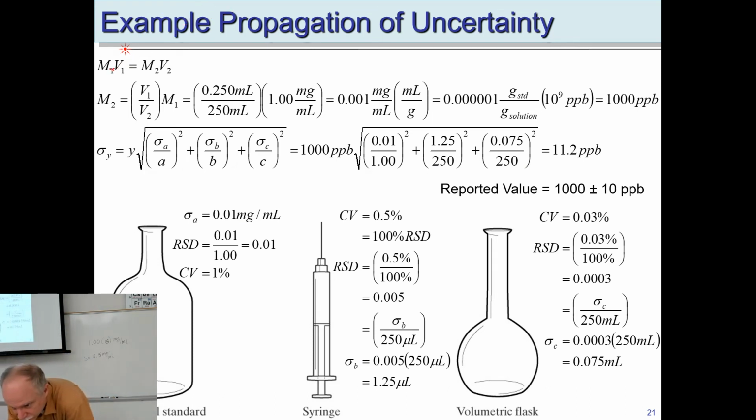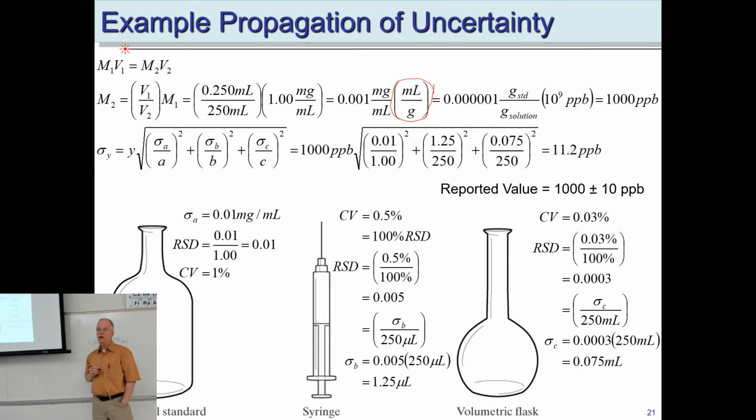So it's a simple dilution. M1 V1 equals M2 V2, so we can rearrange and solve for M2. So the V1 was 0.25 milliliters, the volumetric was 250 milliliters, and then the initial concentration was 1 milligram per mil. And so we wanted to make sure that it was 1,000 parts per billion. So where do we get that? We get 0.001 milligrams per milliliter, and then this right here is something that is a mystery. It's buried in these calculations.